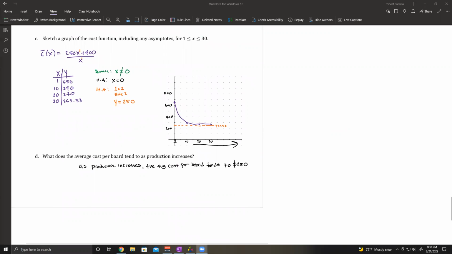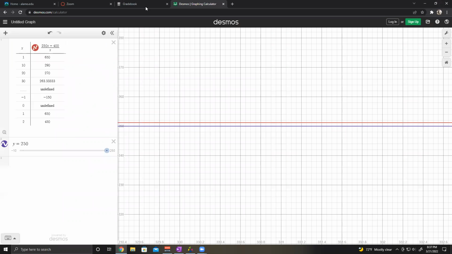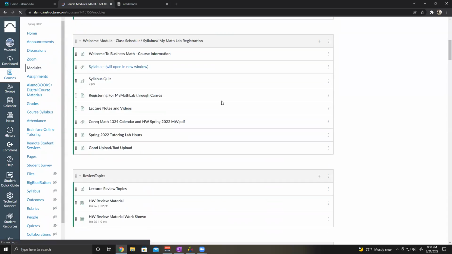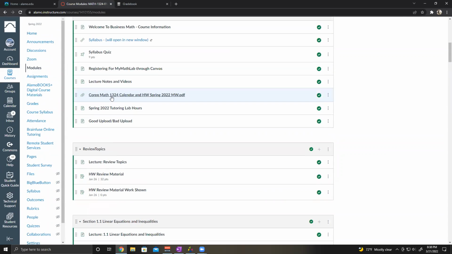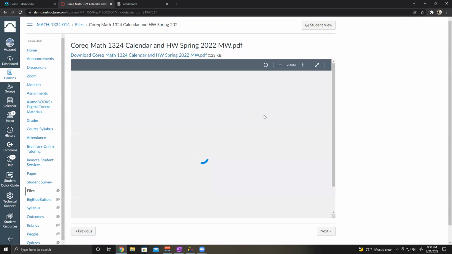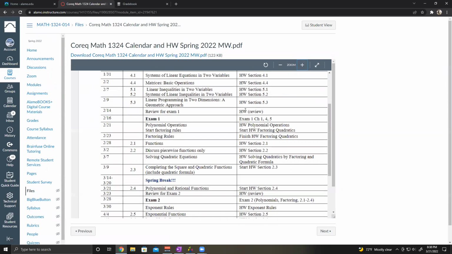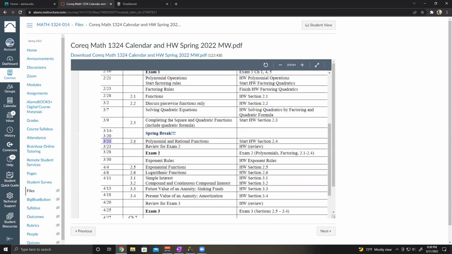Okay. Before you take off, let's look at our schedule. I have it up here. Let me close Desmos. And then let's go to our modules. And schedule. So today's the 21st. So this is where we're at.